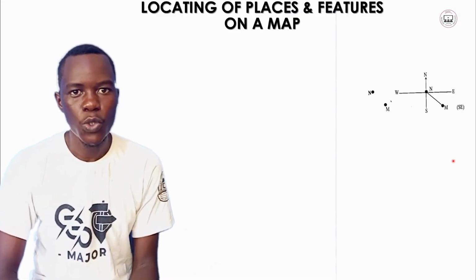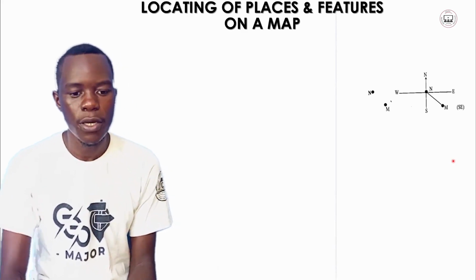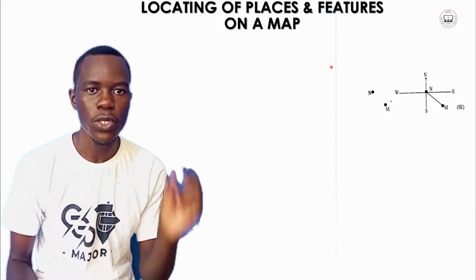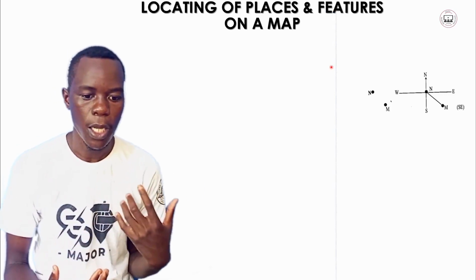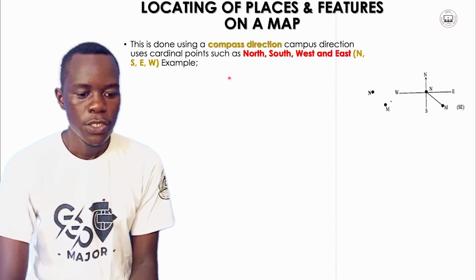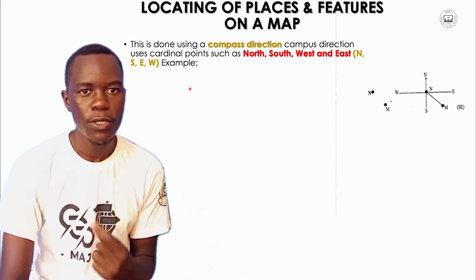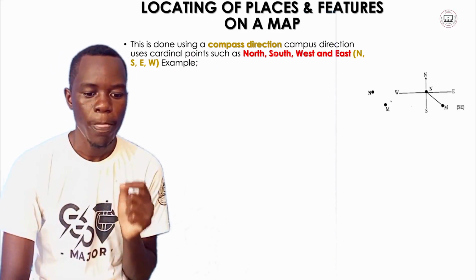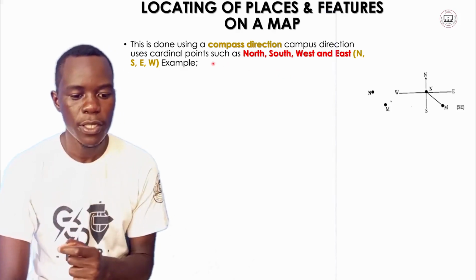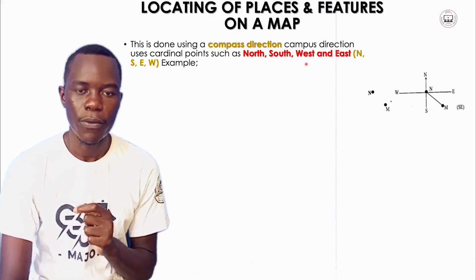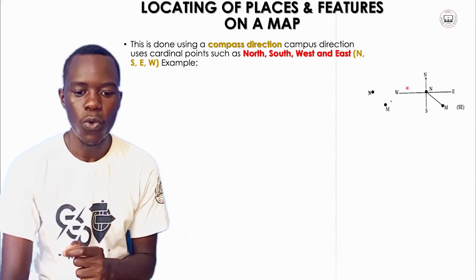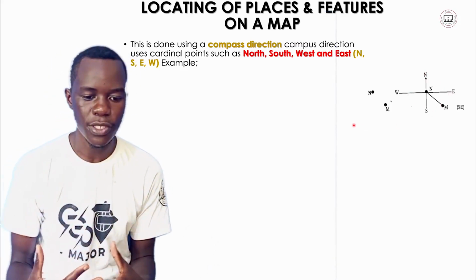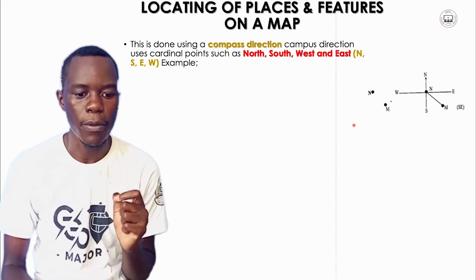Now the next thing which you are going to look at in this lesson is locating places and features on a map. How do we locate places and features on a map? In simple terms, locating places and features on a map is done using compass direction, and this compass direction uses cardinal points, which are north, south, west, and east. So here are your cardinal points: north, east, south, and west. So the first question is, how do we locate places on a map?